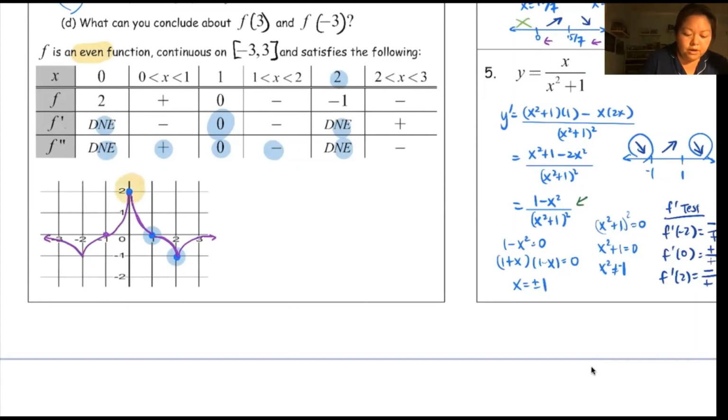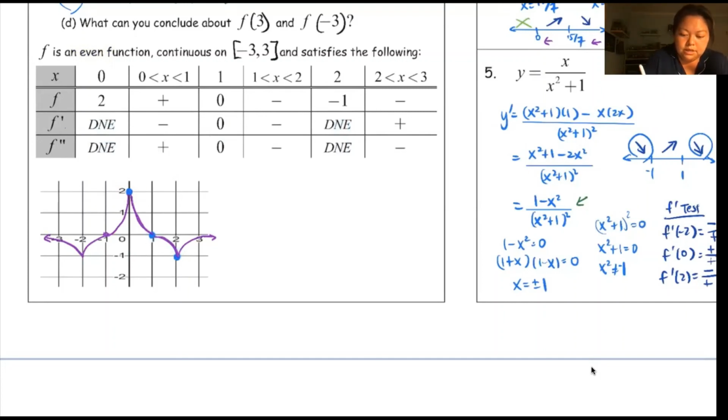Is this point right here also a cusp? Yes, therefore my f prime does not exist. My f double prime also does not exist. Okay, all right. Now with my graph complete, I can actually answer the questions. So let's see what it wants us to do in the directions here.